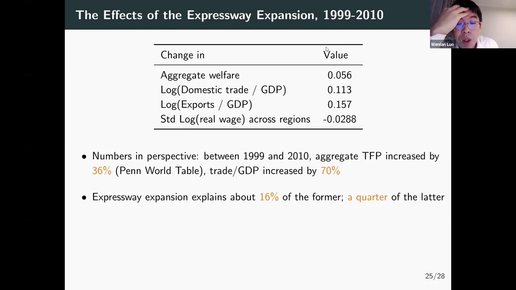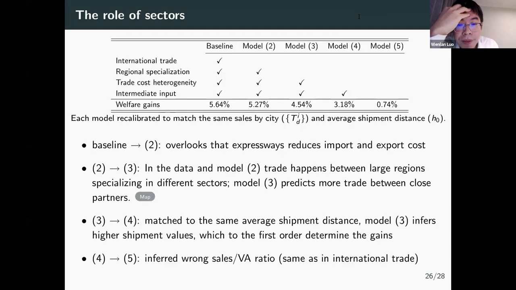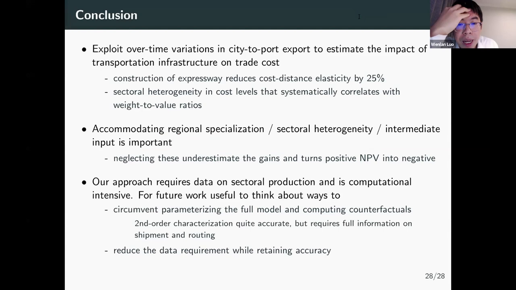And if we want to put a perspective on the welfare gains, it's roughly 16% of the TFP increase during this episode. Okay, these are all the things I already summarized in my introduction. Okay, so this is the conclusion.